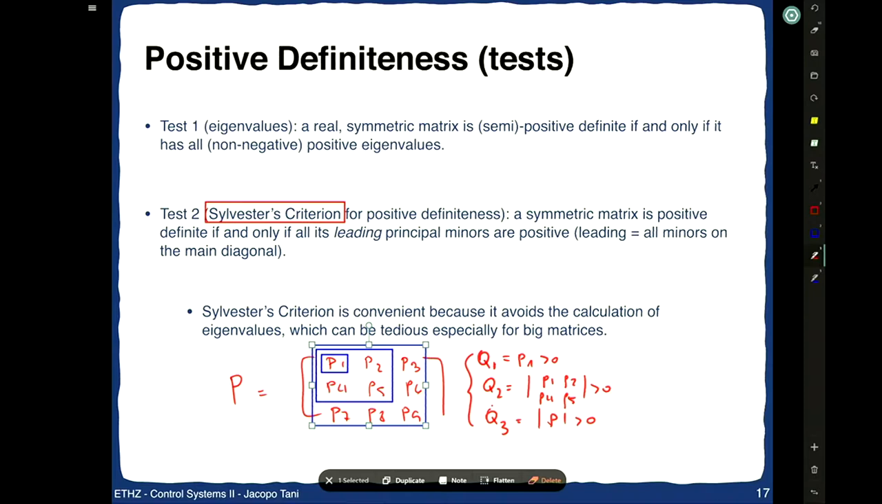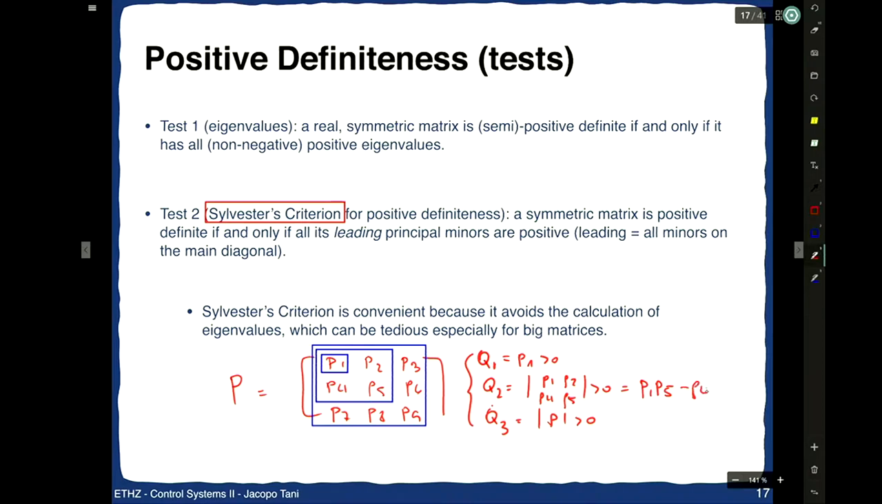And this criterion allows us to easily notice some tricks. For example, suppose that you have just a 2x2 matrix, so this would be P1 bigger than 0, and this would be P1 P5 minus P4 P2, okay? So actually, we notice that we can, without loss of generality, write these as if they were symmetric matrices, so P2, P2, P3, P3, P6, P6. This would be equal to P2 squared.